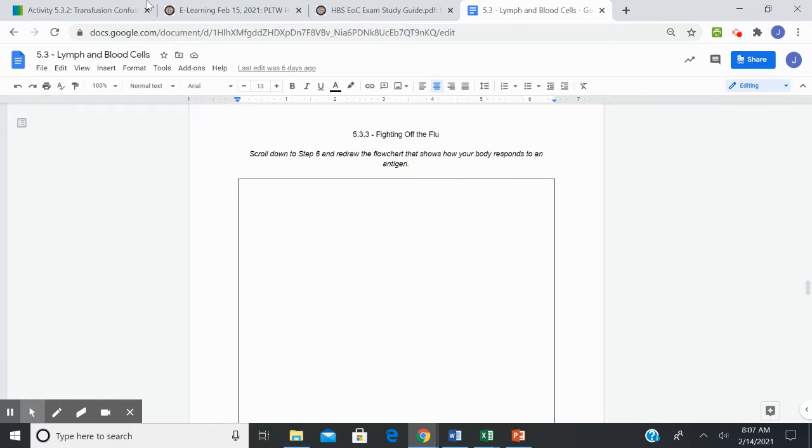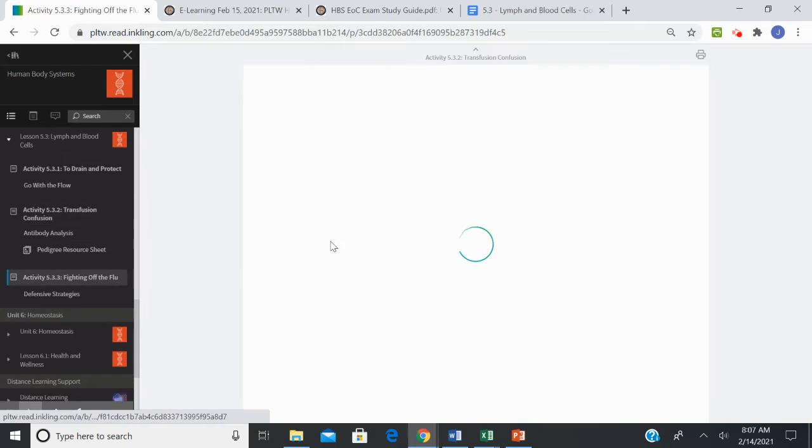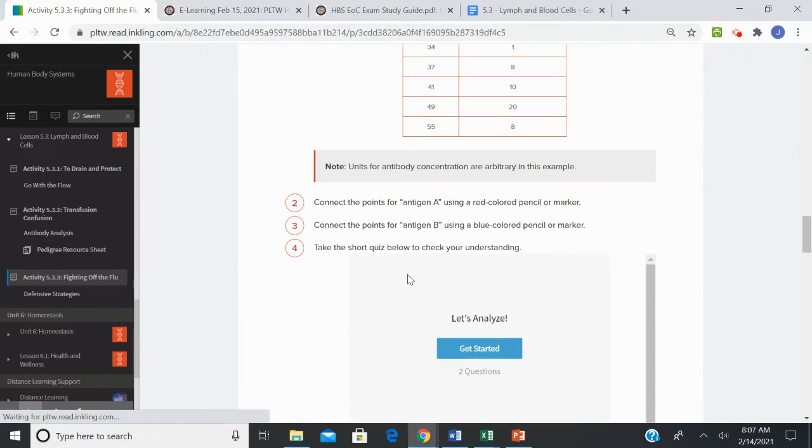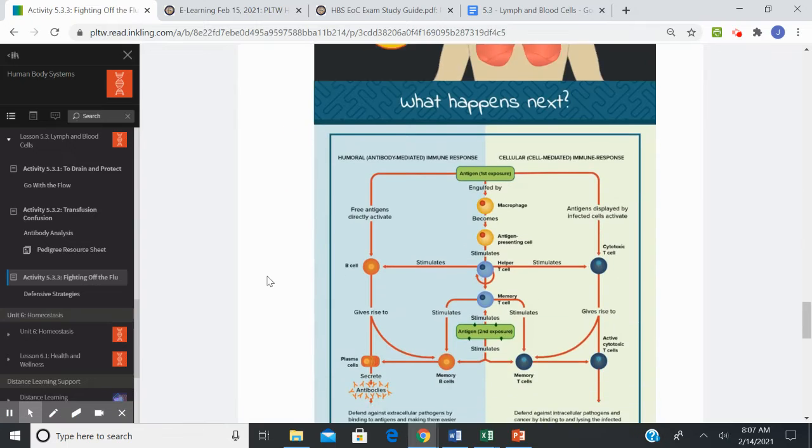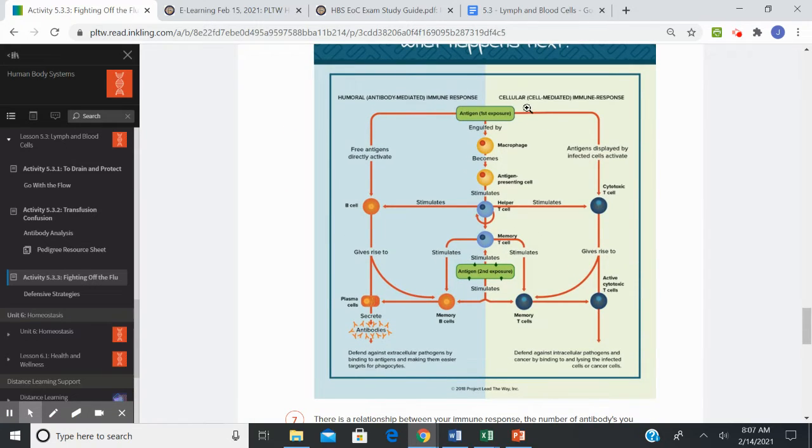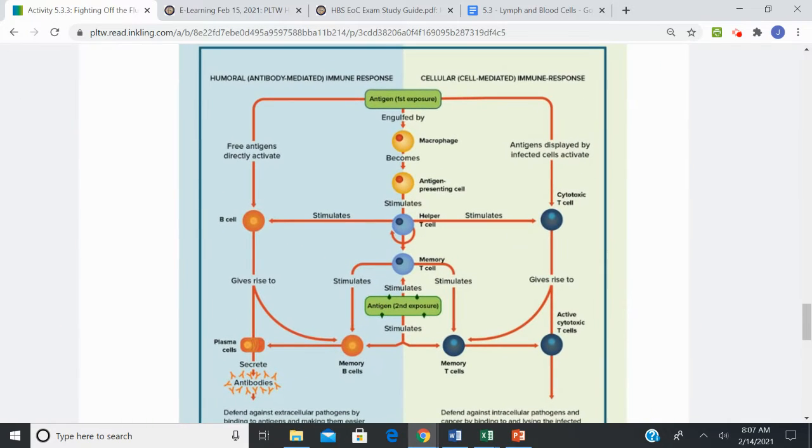basically I want you to redraw the flow chart that you see in 5.3.3 all the way down to step 6. And this flow chart shows humoral immune response versus cell-mediated immune response. So basically, when someone comes in contact with an antigen, some sort of pathogenic surface protein, like you would see on the flu, that gets engulfed by a macrophage. And that macrophage, once it has engulfed the antigen, becomes an antigen-presenting cell. And so the next step, I always say it's kind of like a dog going and finding an animal and bringing it back to its owner to show what it found.